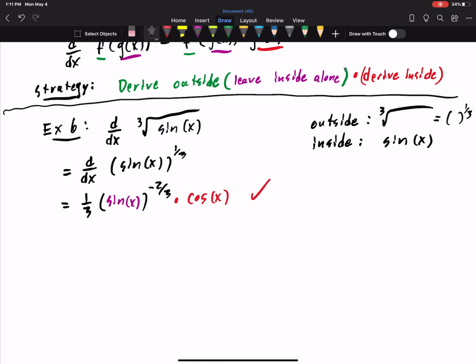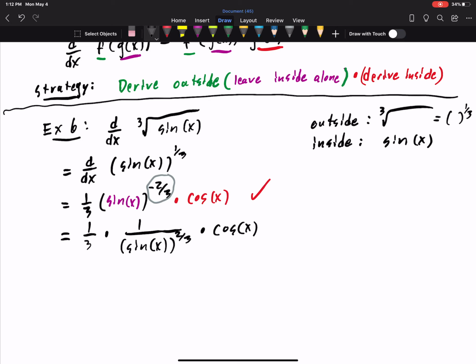Okay, now if we were asked to simplify this, how does this work out? Well, we have a negative exponent again that we need to deal with, just like in the last example. When you have a negative exponent, it gets moved to the denominator. Okay, so let's rewrite this. So it gives you 1/3 times 1 over sine of x to the positive 2/3, and then you just multiply by this remaining cosine that gets carried along for the ride.